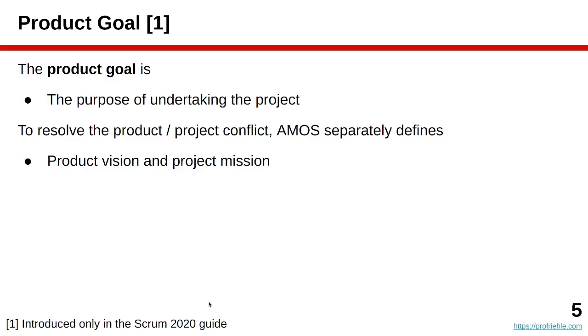Now, you may remember how I was a little bit picky on the difference between project and product. So what we're doing in AMOS is to distinguish between a product vision and a project mission. Scrum only knows the product goal, which is why you're doing what you're doing, which may or may not apply both to products or projects. The Scrum guide is rather vague in this and many other respects. So here in AMOS, we split this into two separate things, the product vision and the project mission.